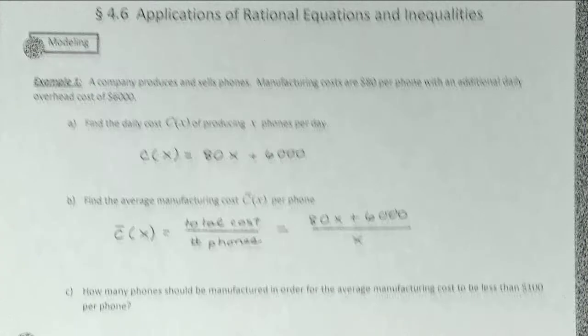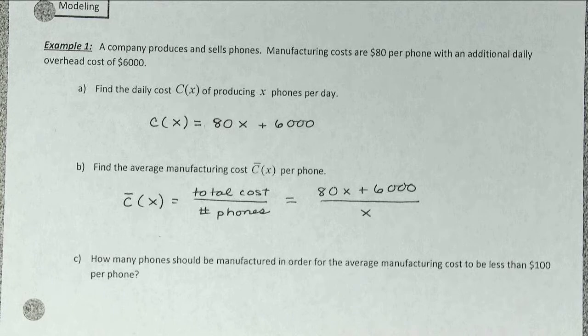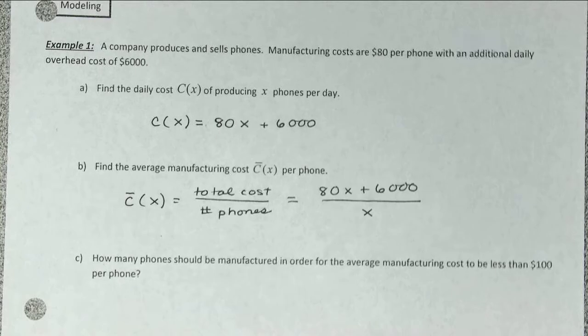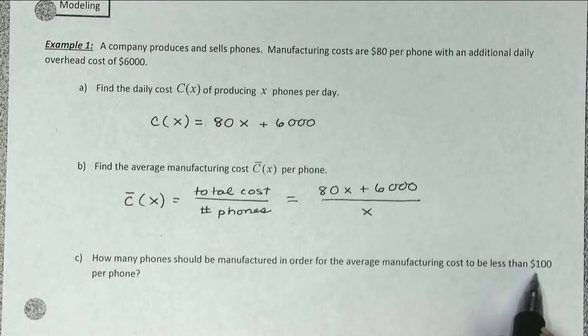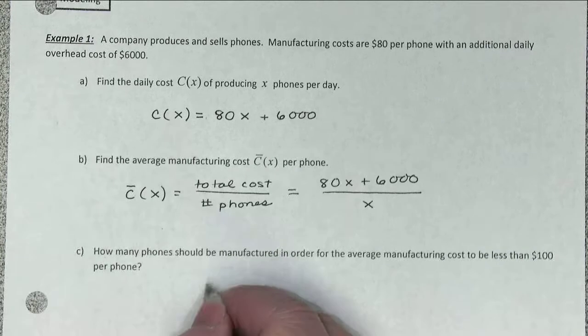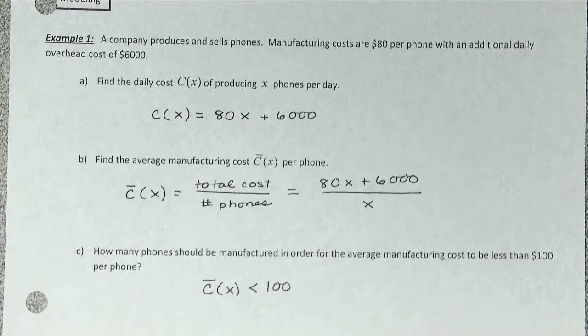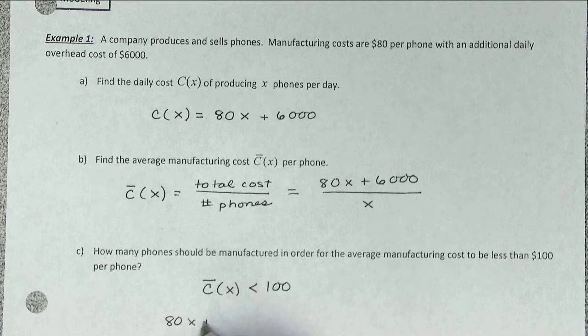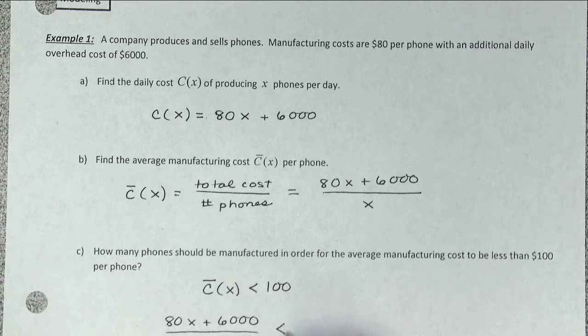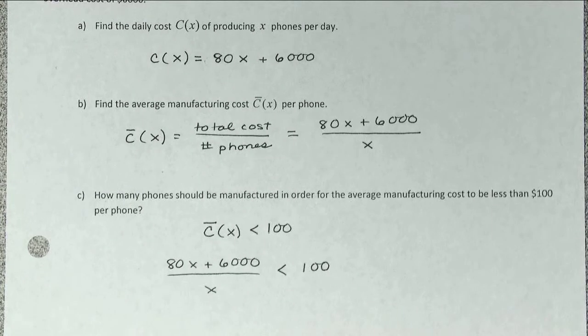The question we're being asked now: how many phones should be produced in order for the average cost to be less than $100 per phone? So I want average cost to be less than 100. I'll take my average cost function here and say, when is that less than 100? We're going to go ahead and solve this one by hand, and then I think the next one we'll use some technology, so we'll get an example of each here.